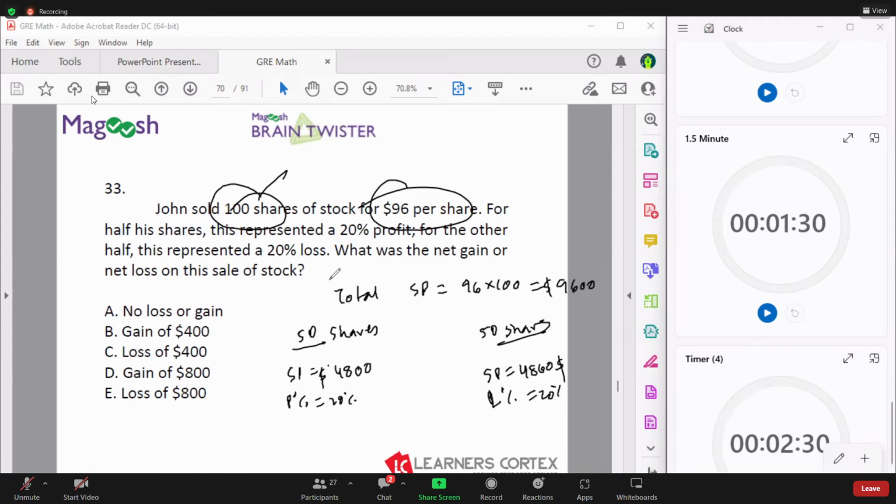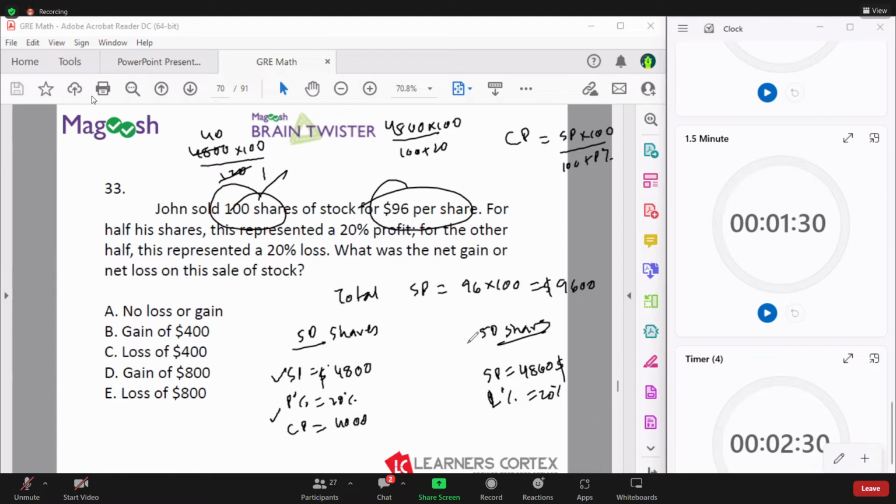So you can take out the formula for CP when SP and profit percent are given: SP times 100 over 100 plus P%. This becomes 4800 times 100 over 100 plus 20, which is 4800 times 100 over 120. So 120 times 40 gives us the cost price as $4,000.